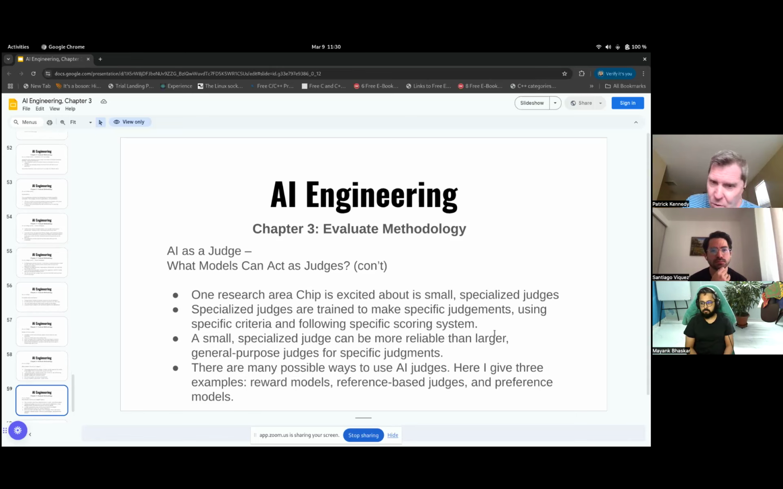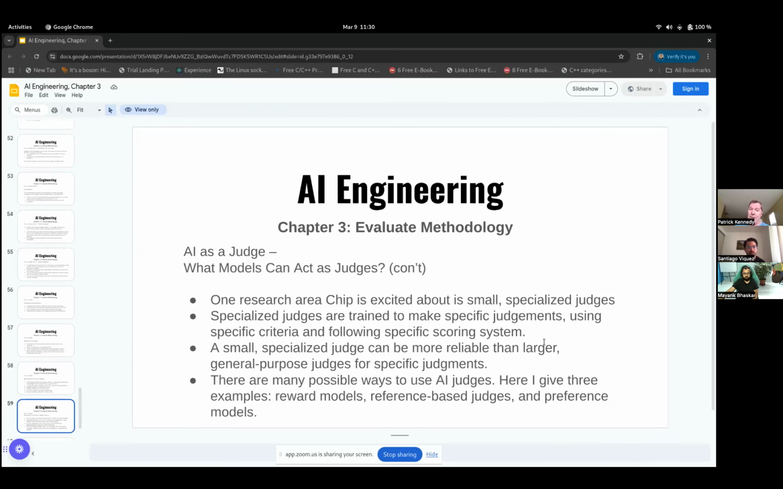So 59, almost at the end. One exciting area of research, which I just alluded to, is specialized judges. Specialized judges are trained to make specific judgments using specific criteria and a specific scoring system. And we saw that we do that when making the prompt. A small specialized judge can be more reliable than a larger general purpose judge for specific judgments.